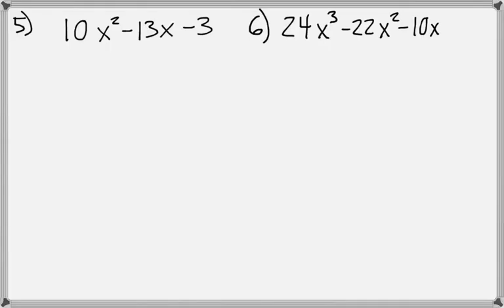For question number 5, I want to try to take out a GCF first, and there isn't one. And because there's a number in front of the x squared, I can't use the fast factoring. So I do want to use the AC method.